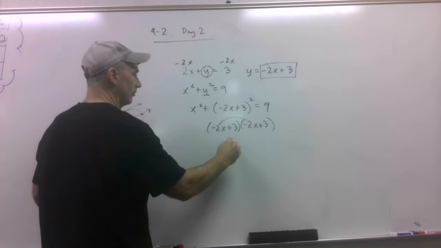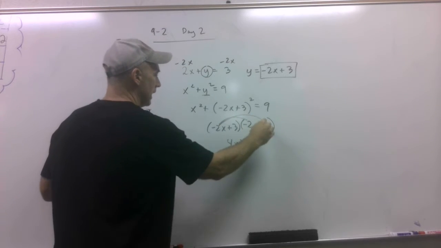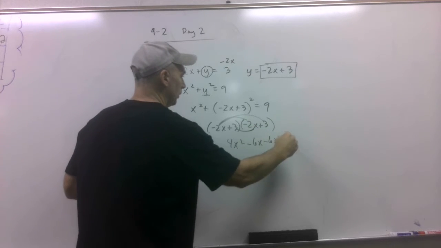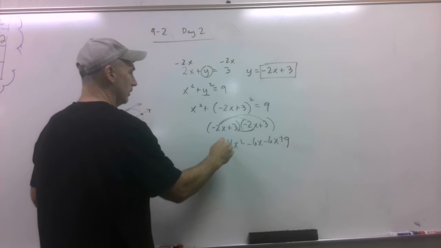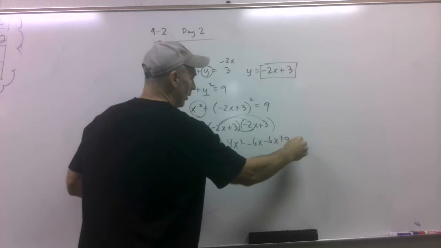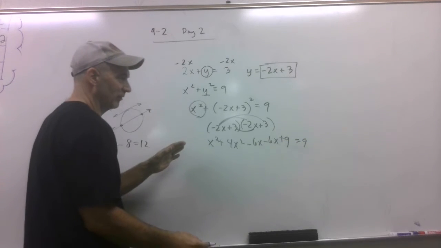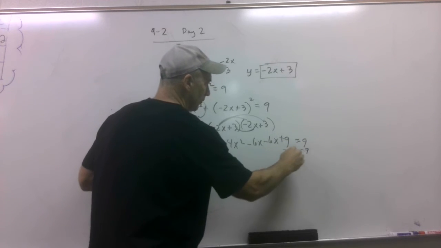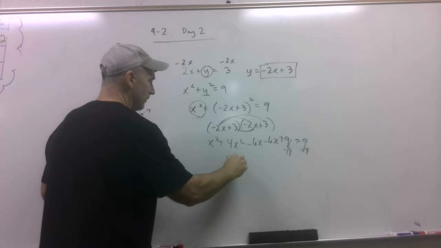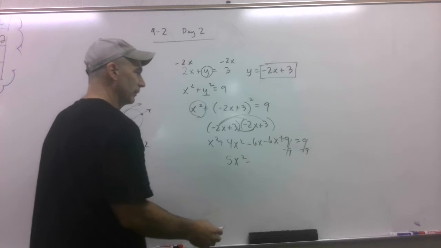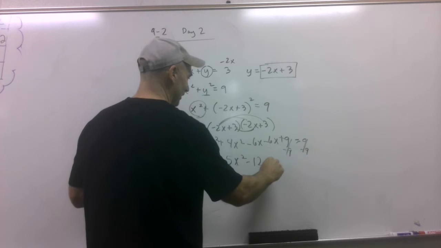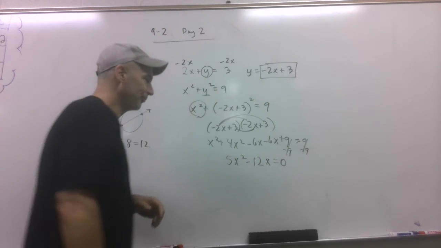So this times this, 4x squared, -6x, -6x, plus 9. Remember, there's another plus x squared here, comes along for the ride, and this all equals 9. I want you to see something. If I subtract 9 from both sides, these cancel. I'm going to clean up some like terms. 5x squared minus 12. Why did they do? So I guess they did make it hard for us. 12x equals 0. Okay.